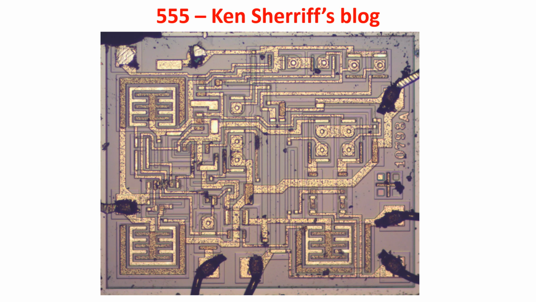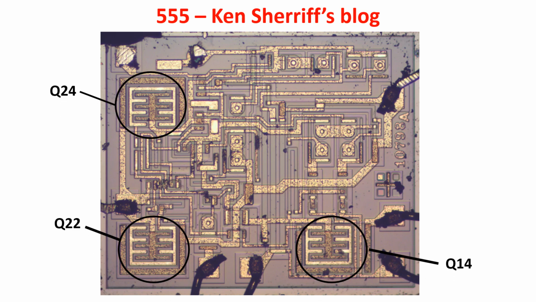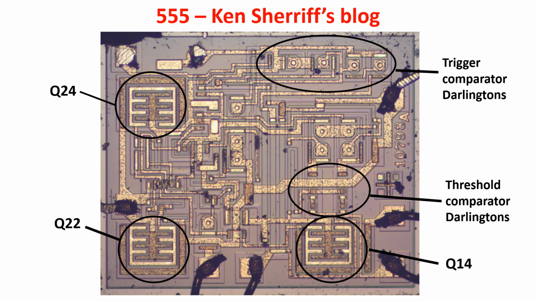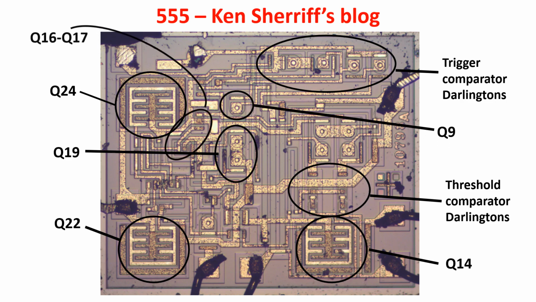Thanks to CAN-Sheriff, we can show you the die of the chip. These three large transistors are Q22, Q24 and Q14, which must draw large currents. Here the NPN Darlingtons of the threshold comparator, and here, much bigger, the PNP Darlingtons of the trigger comparator. Here Q19 with its two collectors forming a current mirror for the biasing of the flip-flop and the trigger comparator, with the help of Q9. Here Q16 and Q17 forming the flip-flop.